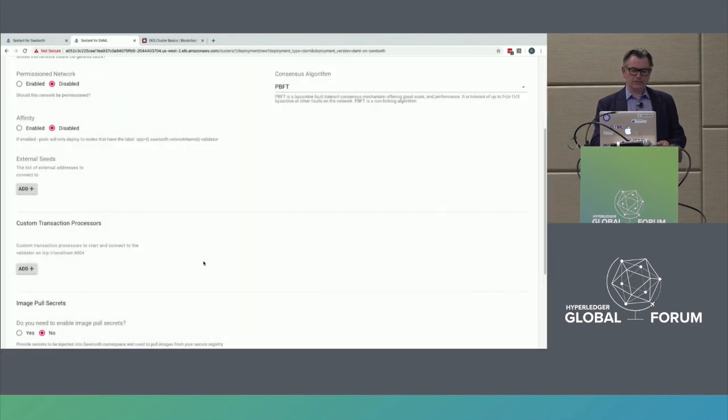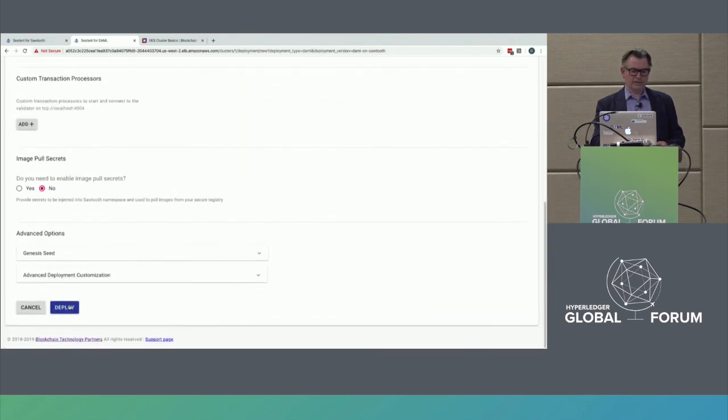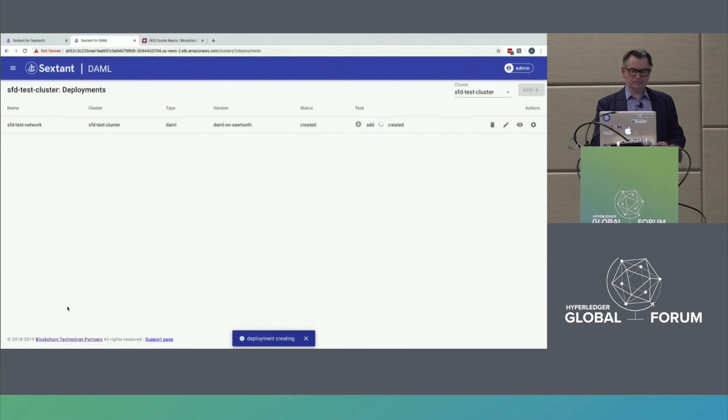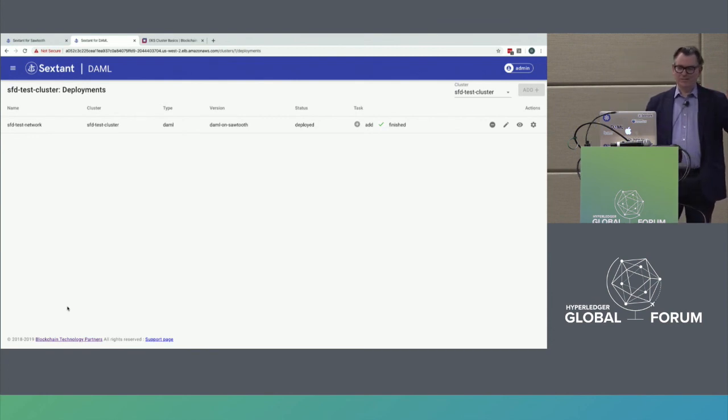So I'm just going to go right ahead and deploy DAML on Sawtooth. And it says it's successful. Nothing is instantaneous. We should know that if we're in DLT, right? But again, with things like Kubernetes, what we've done is we've issued the deployment command, make it so.